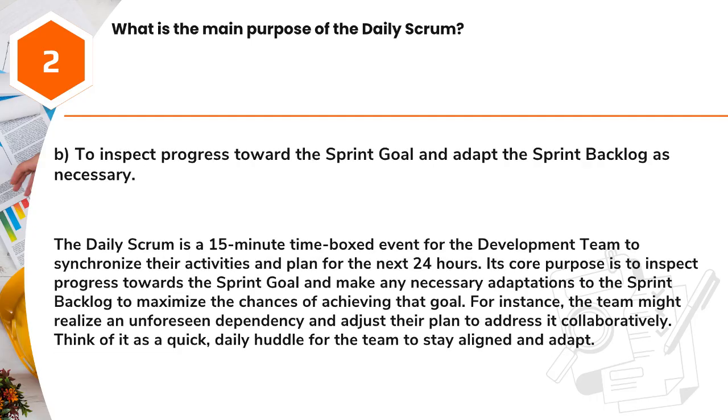Answer: B. To inspect progress toward the sprint goal and adapt the sprint backlog as necessary. The daily Scrum is a 15-minute time-boxed event for the development team to synchronize their activities and plan for the next 24 hours. Its core purpose is to inspect progress towards the sprint goal and make any necessary adaptations to the sprint backlog to maximize the chances of achieving that goal.